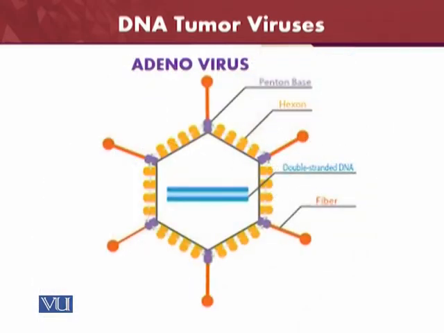This is the adenovirus, where you can see the penton base and hexons and double stranded DNA, because of course this is a DNA tumor virus. So double stranded DNA will be there, and then the fibers. So it is quite capable of causing disease and cancers, and the immune system is going to try to make antibodies against its own T cells.